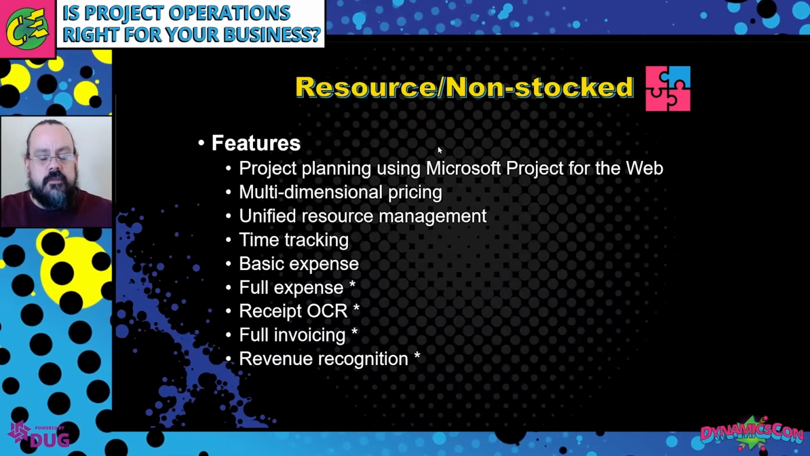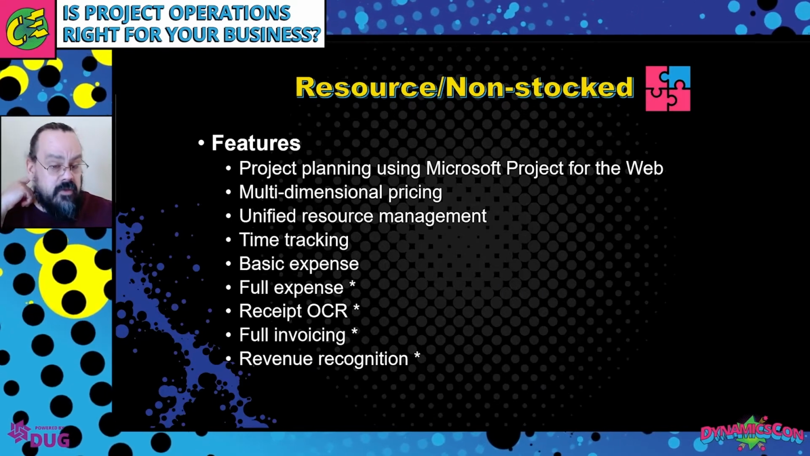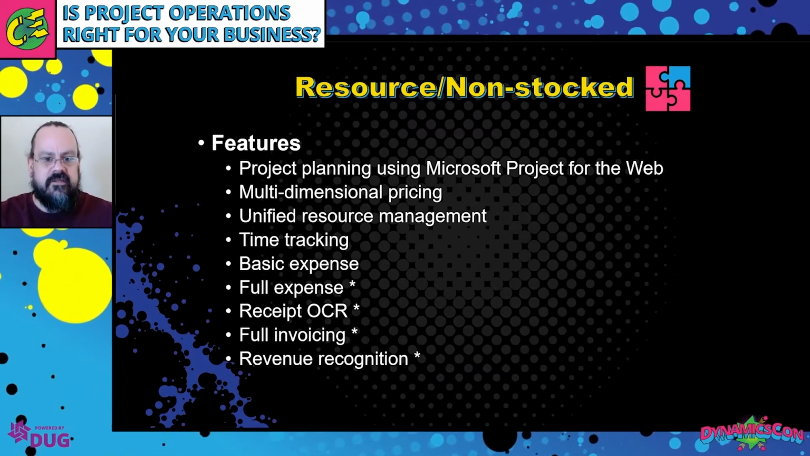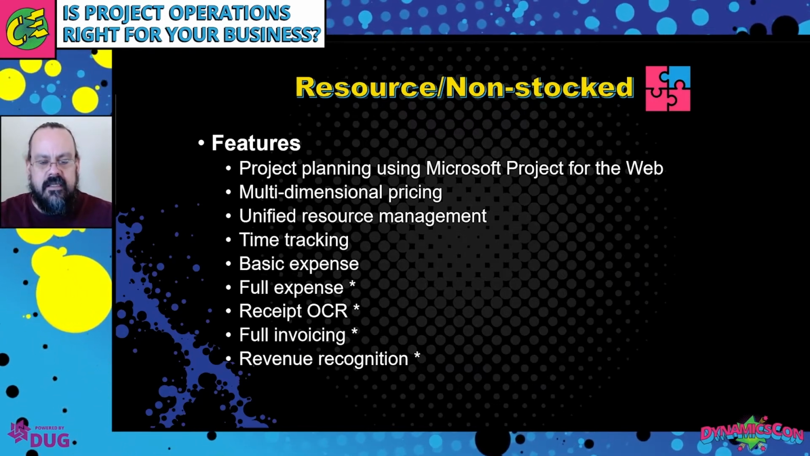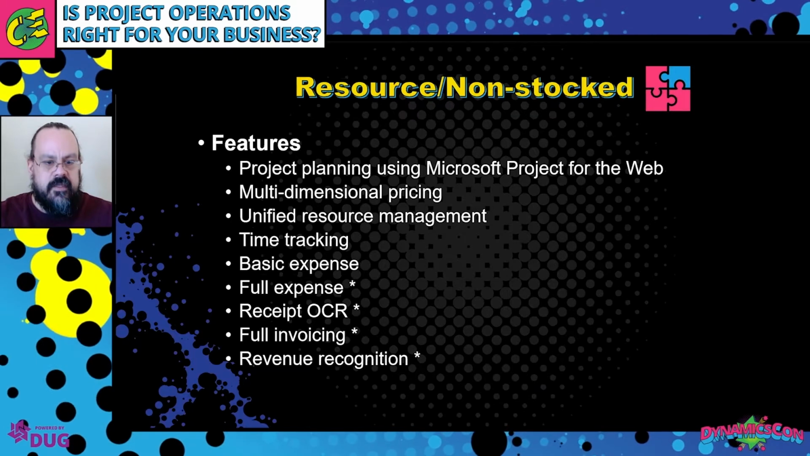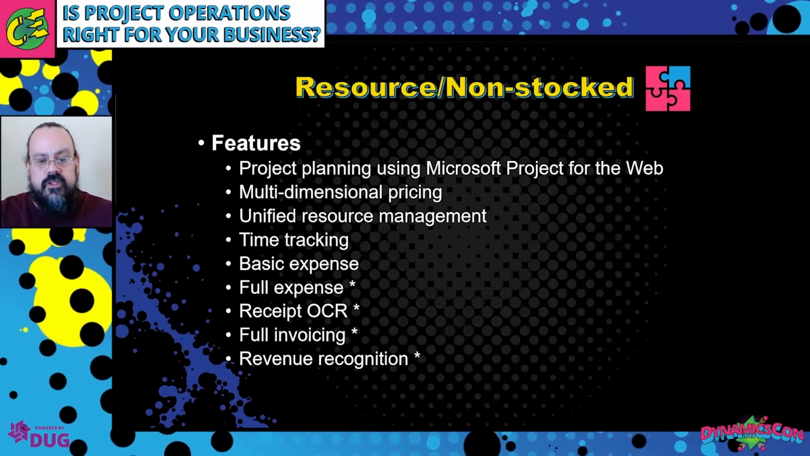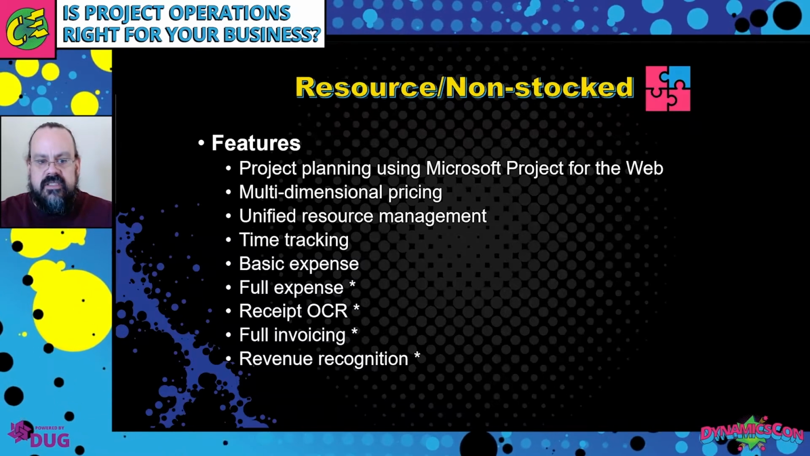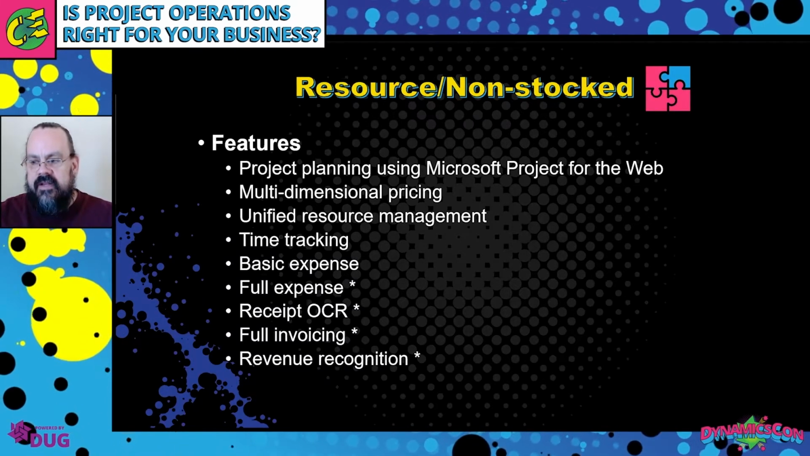So from a features perspective, you're going to get all the same features that you had in the CE app because that is where most of these processes are taking place. So you're still going to have Microsoft Project for the web, the pricing, unified resource management, as well as time tracking and basic expense. But what you have the opportunity now to use is the full expense capabilities of FNSEM.